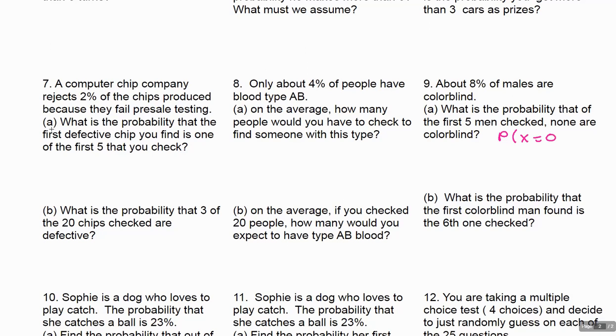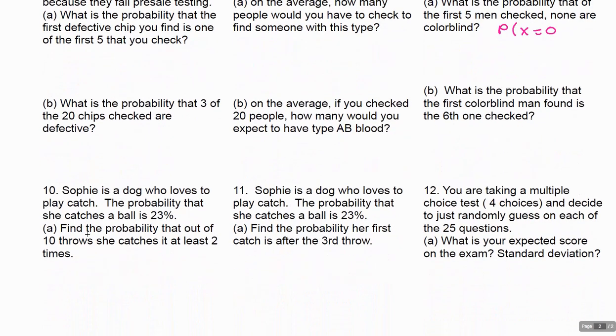All right, now take a look at 7. 2% are rejects. What's the probability that the first defective chip you find is one of the first 5? That's geometric. And then B, what's the probability that 3 of the 20 chips are defective? Binomial. The idea is, because they both have 2 possibilities and a probability of success, sometimes people have difficulty distinguishing which one is binomial and which one is geometric.